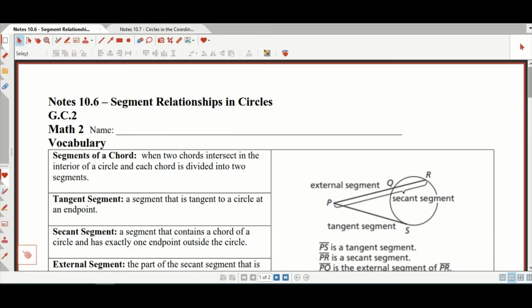Welcome to Mr. P's Believe It or Not segment, Relationships in Circles. Oh, hello, this is Mr. P signing in. I'm going to tell you some things here in our guided notes, section 10.6 for our Secondary Math 2 class, that seem absolutely amazing, but they are just as amazing as they are true.